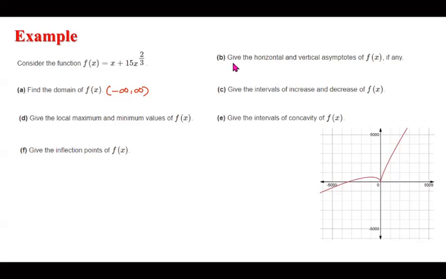And if we look at B, we are asked to give the horizontal and vertical asymptotes of the function. So you can clearly see that as x approaches negative infinity or x approaches positive infinity, the graph is not approaching any finite value. This is going all the way down to negative infinity on this side. This is going all the way up to positive infinity on that side. Meaning of that is there is no horizontal asymptote. And if you think of the vertical asymptote, there are no values of x at which the function is undefined. So technically there are no asymptotes.